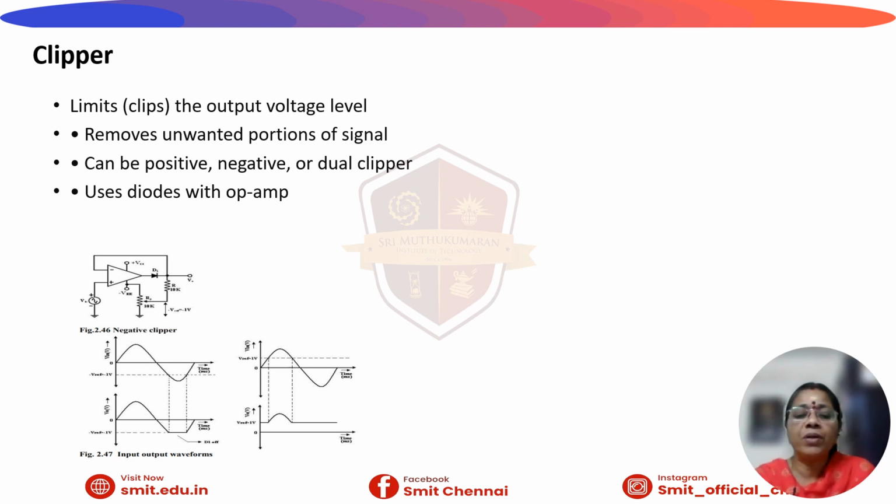Unlike passive diode clippers, which lose about 0.7 volt due to diode forward voltage drop, op-amp clippers use high gain to compensate for this drop, creating an almost ideal clipping action. The circuit diagram is shown here, in which the op-amp along with the diode acts as the positive clipper.